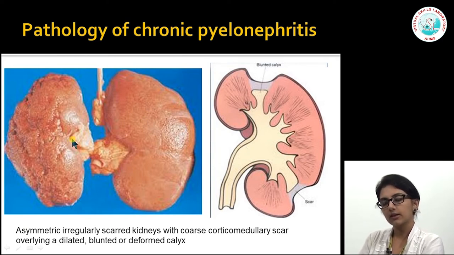This is really to differentiate from a chronic glomerulonephritis, where we have bilateral, symmetrically scarred kidneys, and they tend to be much more fine, the scars.